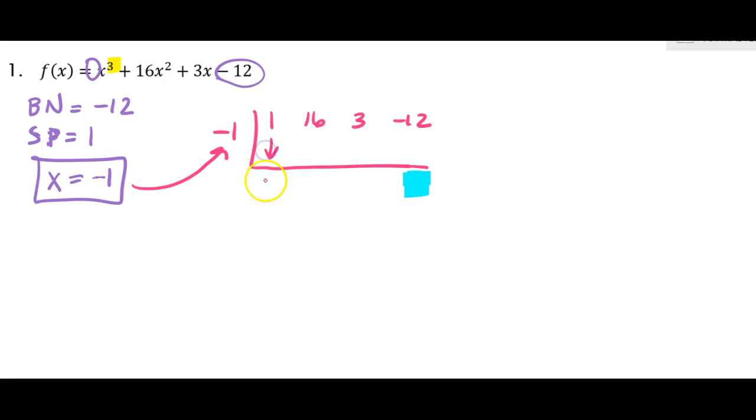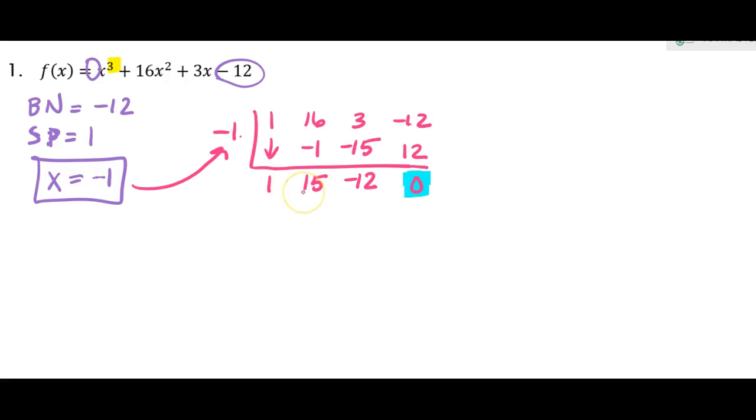Alright, so bring down the 1. Negative 1 times 1 is negative 1. 16 plus negative 1 is 15. Negative 1 times 15 is negative 15. If I add down, I would get negative 12. Negative 1 times negative 12 is 12. And then negative 12 plus 12 is 0. So I did get that 0 at the end, which is definitely what we wanted.